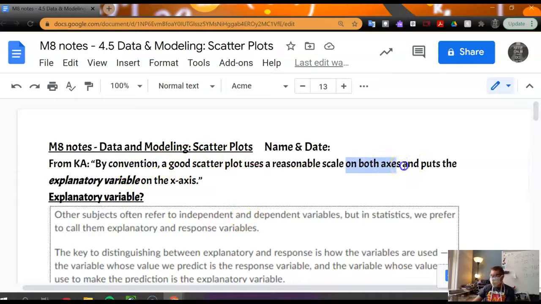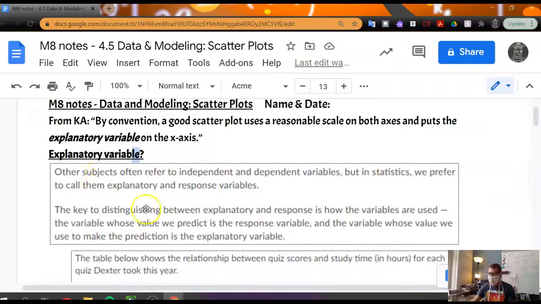And this is the biggest part that people are like, wait, what? Puts the explanatory variable on the x-axis. What the heck does that mean? Explanatory variable, right here. Other subjects, but guys, by other subjects, they don't mean not math. They mean other branches of math. I don't know why they said subjects instead of branches or topics, but they're just talking about other branches of math that we've talked about. We've used the words independent and dependent variables, right? We have been used to independent and dependent.